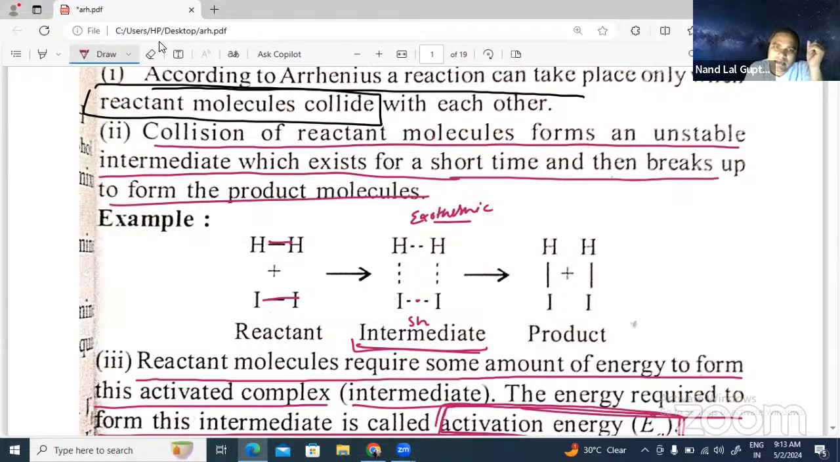So here in this intermediate, the new bond and old bond are being formed. Old bond breaking, new bond getting formed. So this is high energy. This is the energy, high energy. Okay, high energy. See this one.